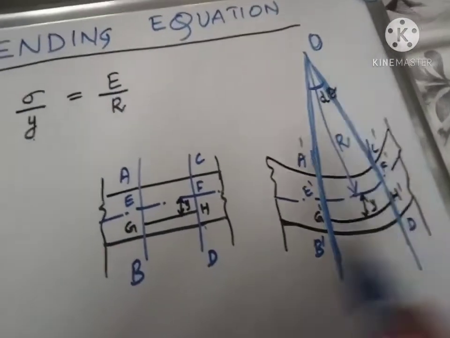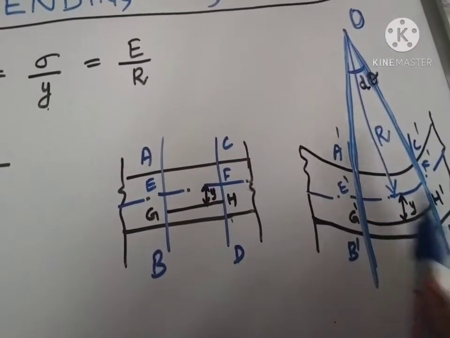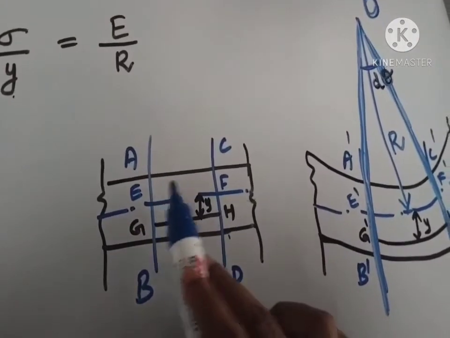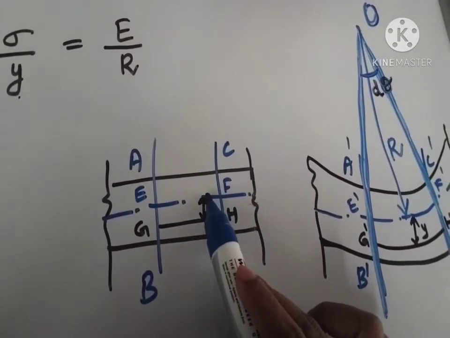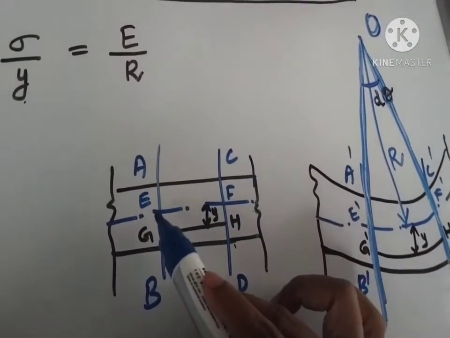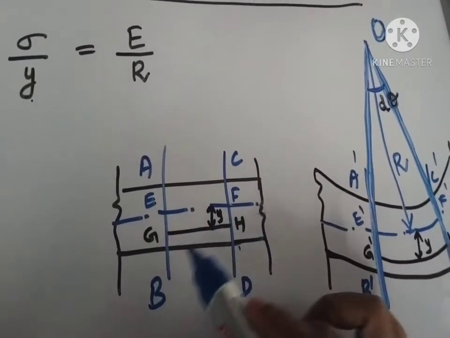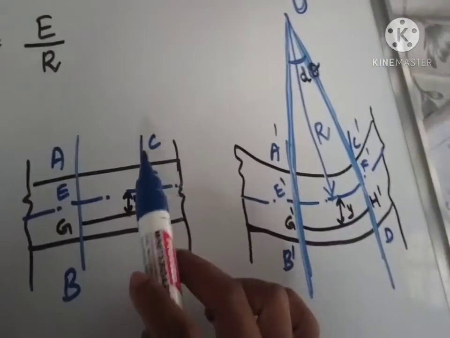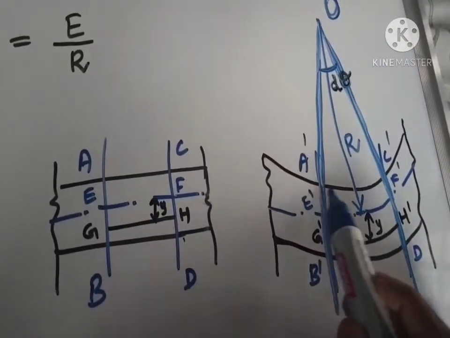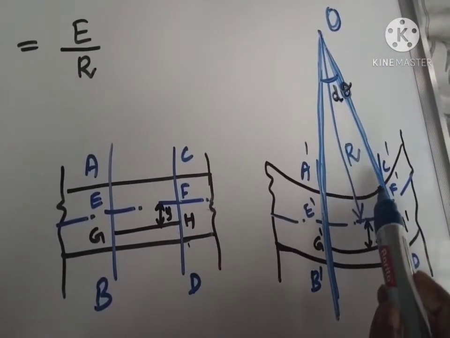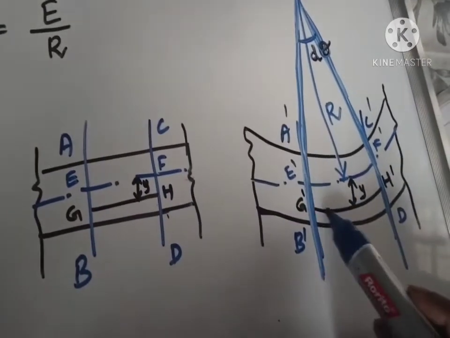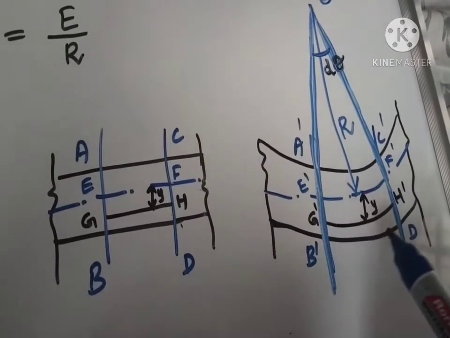So hope the figure is clear. This is before bending and this is after bending. In this case, AC is the topmost layer, that is, it is a layer above the longitudinal axis EF, and BD is the layer below the longitudinal axis EF. So here AC gets shortened, that is, compression occurs for the layers above the neutral axis and elongation occurs for the layers below the neutral axis.